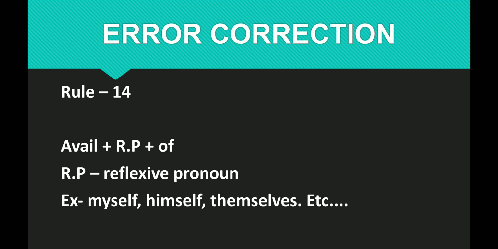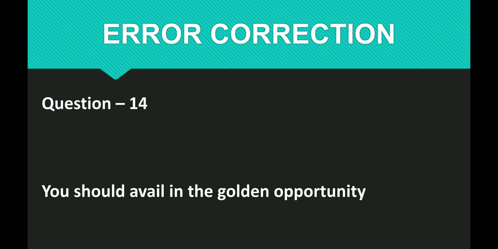Definitely avail is there means you are going to use of as the preposition. Do you remember this phrase? Avail plus reflexive pronoun plus of. Well, the correct sentence would be, you should avail yourself of the golden opportunity, because you is there. For you, I used yourself. You should avail yourself. Instead of in, I'll have to use of, because avail takes the permanent preposition of. The final sentence would be, you should avail yourself of the golden opportunity.